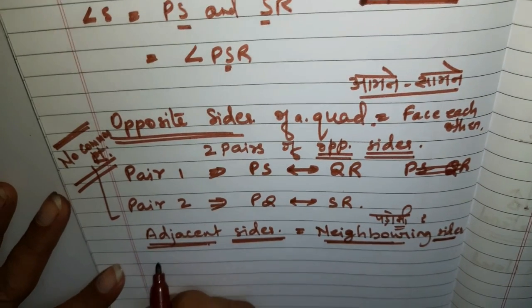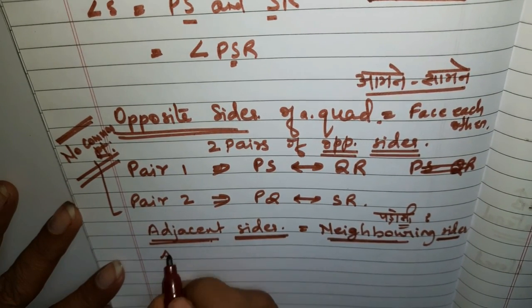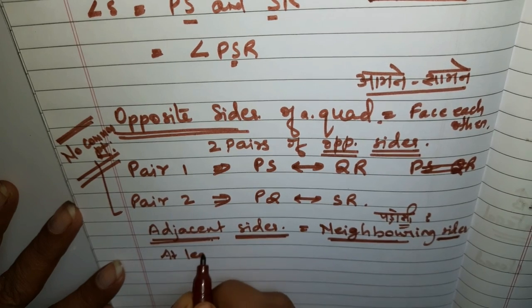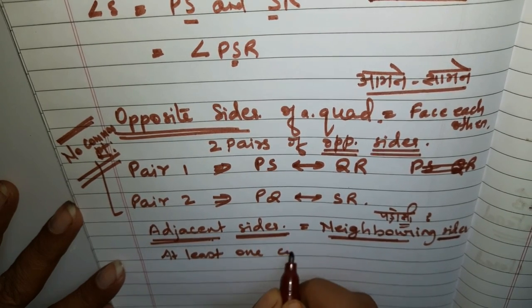But in case of adjacent sides, you get at least one common point. In case of adjacent sides, at least one common point is present.